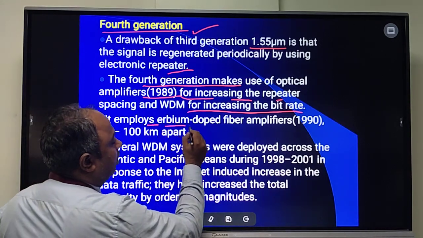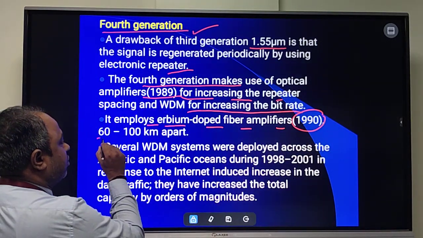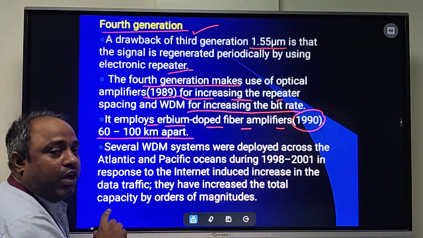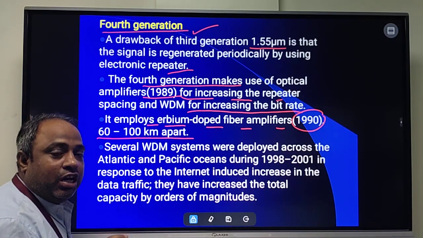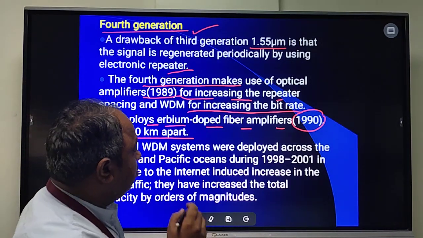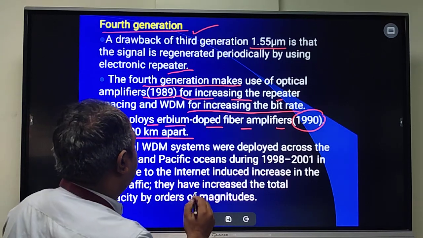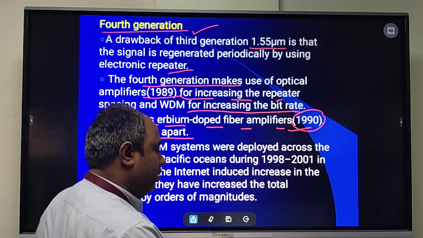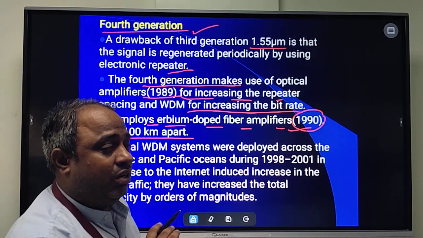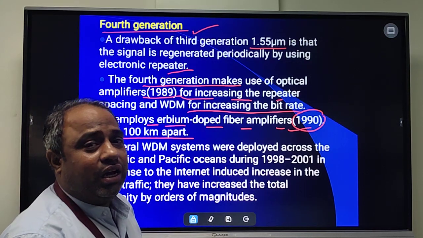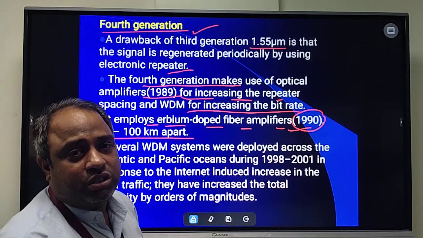Look at this: the erbium doped fiber amplifier in 1990, using 62 kilometers spacing. Only a single amplifier is required at that time to amplify our signal without any distortion. That's the beauty of optical communication. A repeater was not required in 1990. Before this, in the third generation, we used a repeater, and there were too many losses, the signal was very disturbed at our destination, and the distortion was very high.